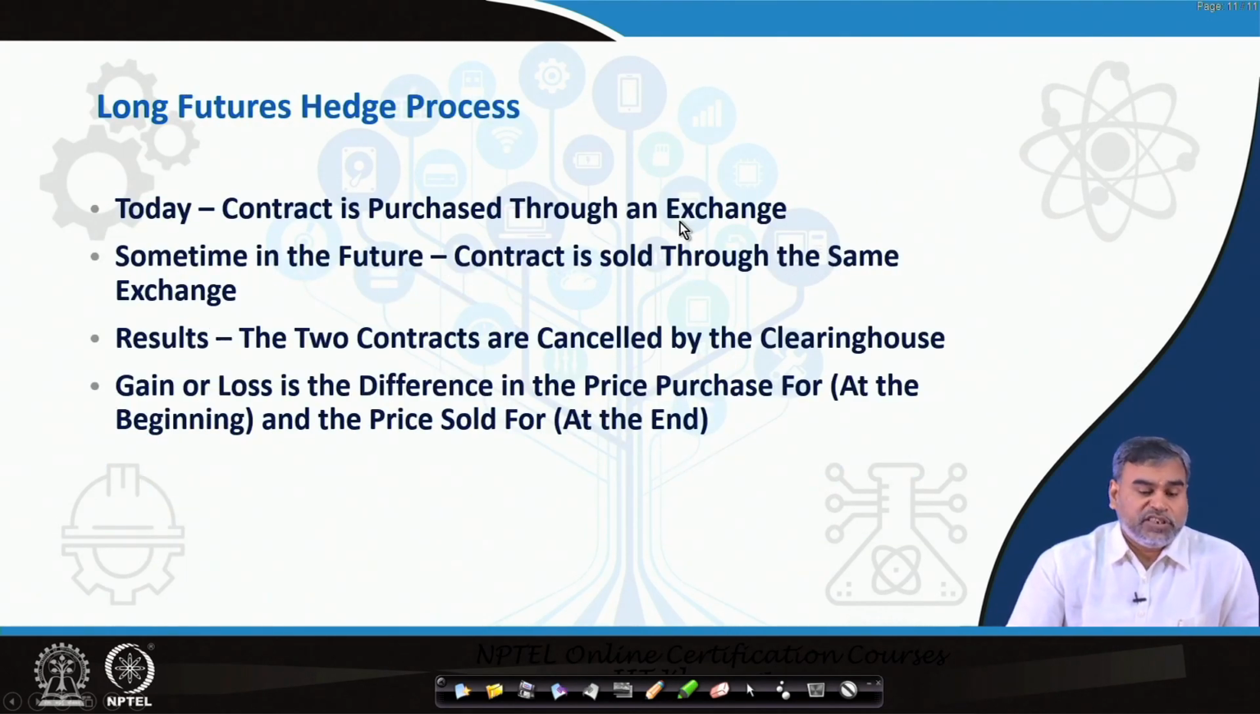So, how does this process basically work? Today the contract is purchased through an exchange, sometime in the future the contract is sold through the same exchange. The two contracts are cancelled by the clearing house. Gain or loss is the difference in the price purchased for and the price sold for at the beginning and at the ending. So, this is the practical process through which the long futures hedge basically works in the system.